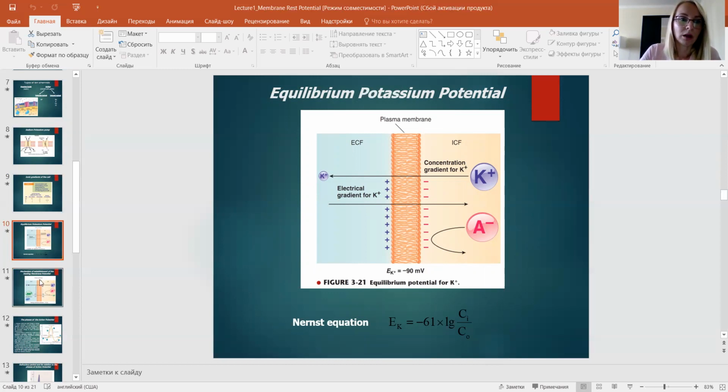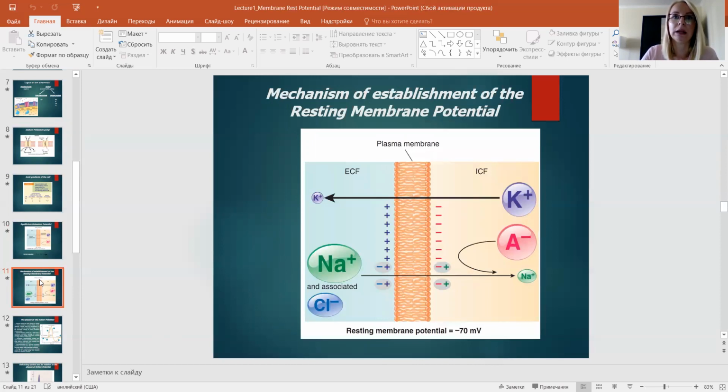However, the cell membrane is somewhat permeable to sodium ions. And these positively charged ions move into the cell, according to the concentration gradient and electrochemical gradient, and as a result, the potential difference between the outer and inner side of the cell membrane becomes -70.